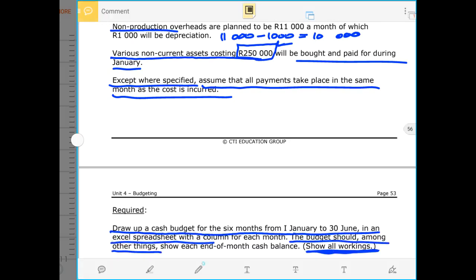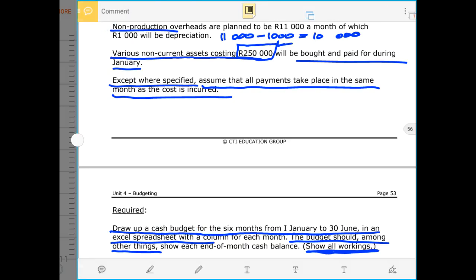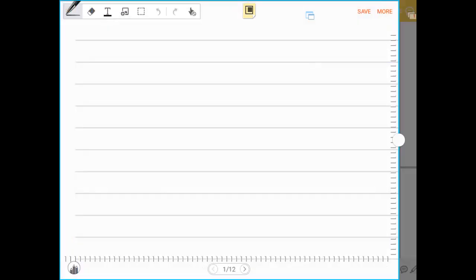So now, before we do the cash budget, which is required, we first have to start with all the workings, because the workings will help us to answer the cash budget. So now I will do all the workings to answer the question of the cash budget. Before we start with the cash budget, we first have to do the workings.